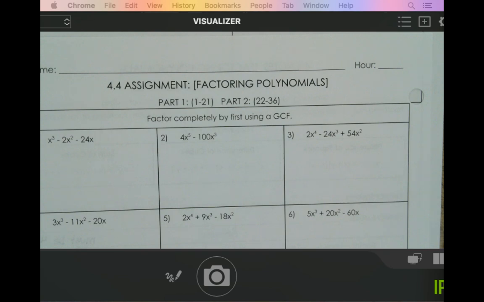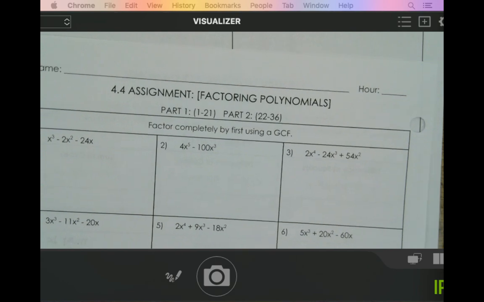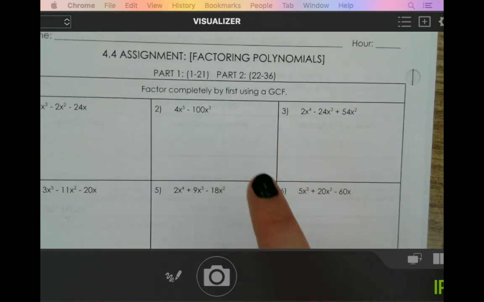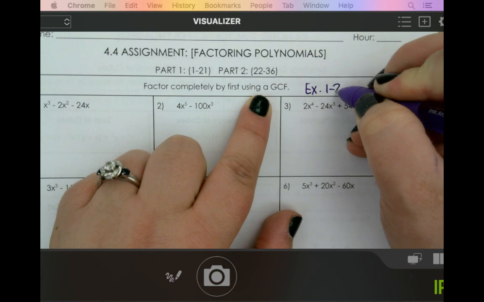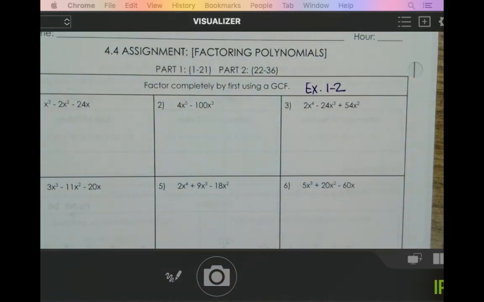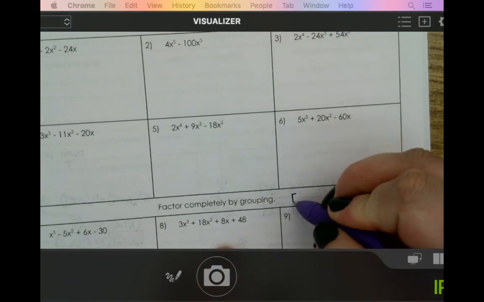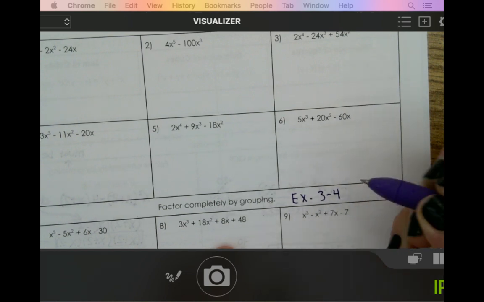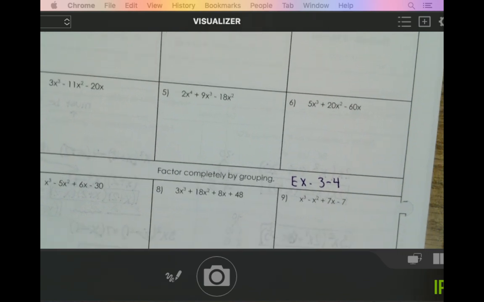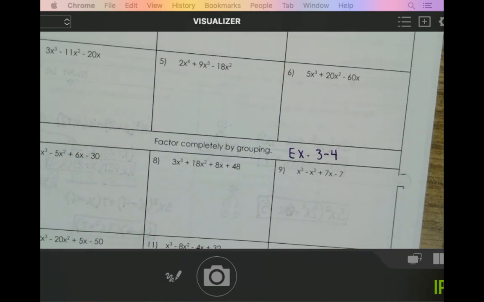I'm gonna skip to number 16 because these are going to be GCF. So if you want to, actually, I didn't label the examples. This is going to be like examples 1 and 2 on the front side. This is going to be like examples 3 and 4. And it says it matches the exact words I used on the notes too, if you want to use that.